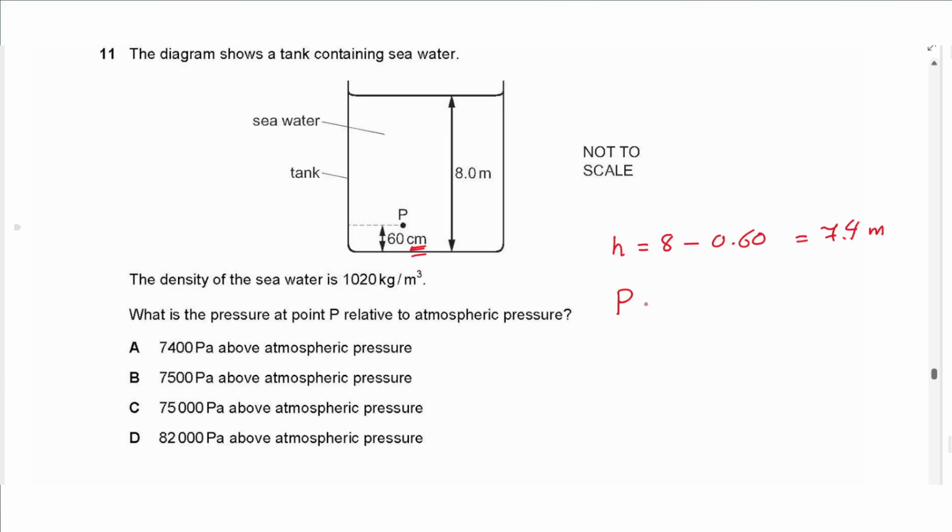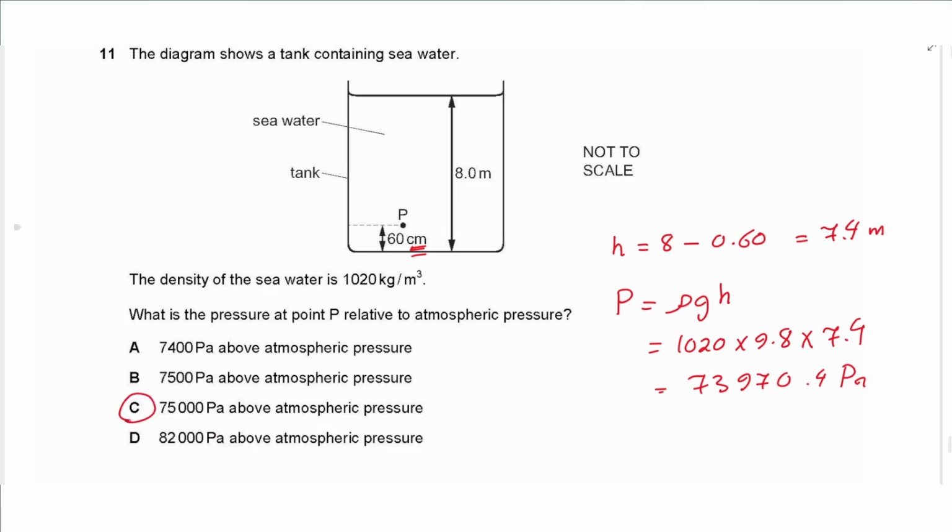And we can calculate the pressure as rho g h due to the liquid alone. So the density is 1020 multiplied by 9.8. Then we multiply it by 7.4. This gives an answer of 73,970.4 Pascal. The closest one would be 75. In this year, g was taken as 10 meters per second squared, or Newton per kilogram, not 9.8. That's why the answer is different, but we choose the closest one anyway.